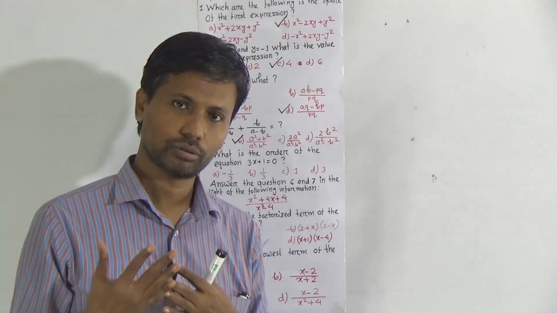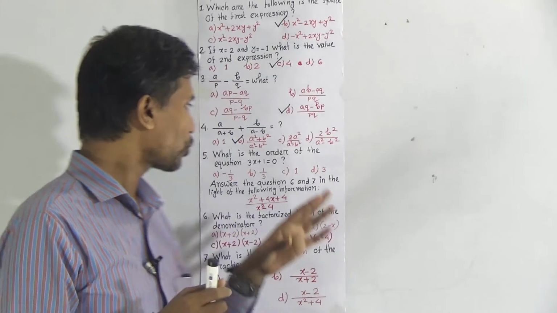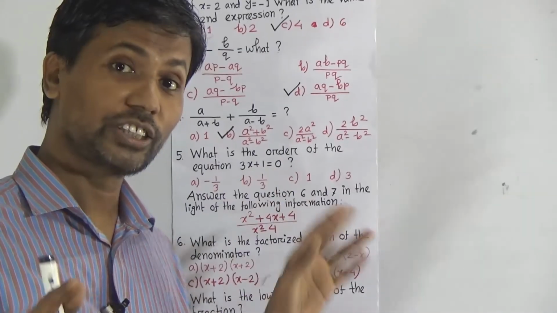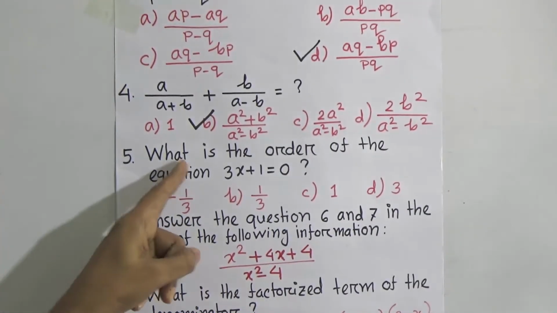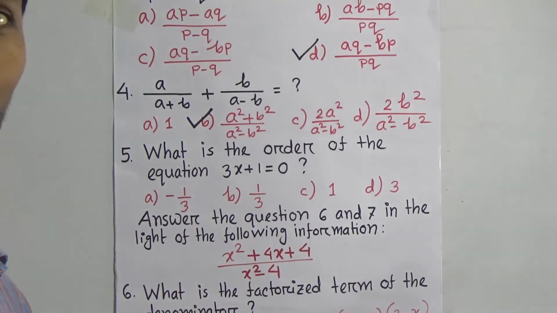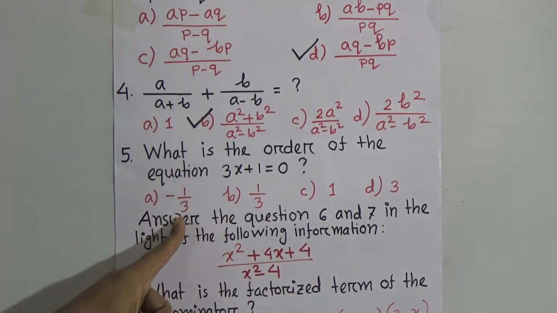How many is the power? This is not the root. You cannot solve it. If you solve this equation, then you get x equal to minus 1 by 3. This is the solution. What is the question? What is the order of the equation? You have to determine the order. Sometimes I observe that most of the students write the answer minus 1 by 3. No, this is a mistake.